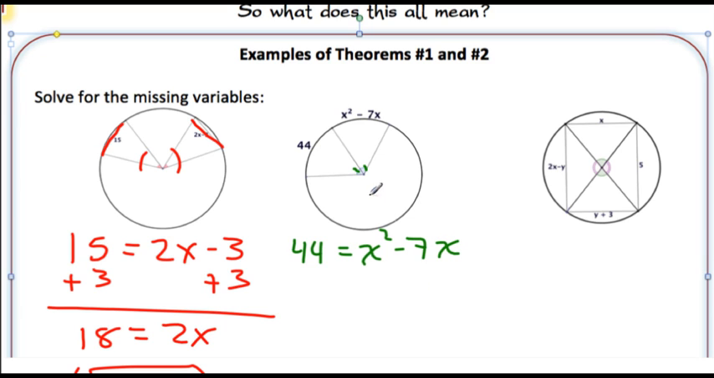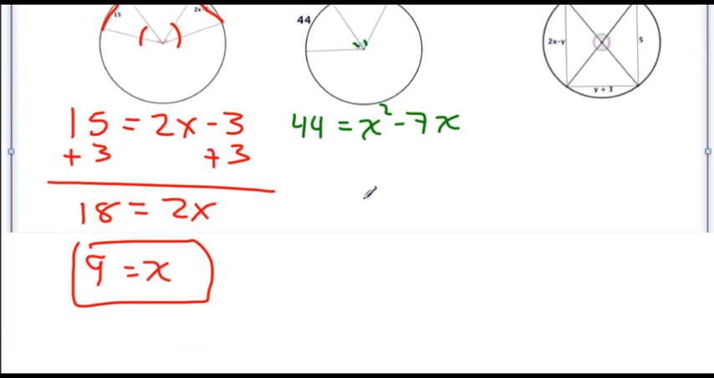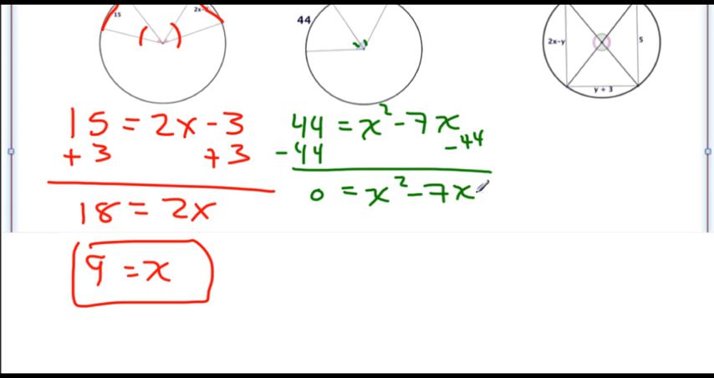Now, this is a quadratic equation. Something in your head should go, oh man, quadratic equation. That means we're going to have to do some factoring. All right, so we're going to subtract 44 from each side. You got to set it equal to 0 so we can use the zero product property.